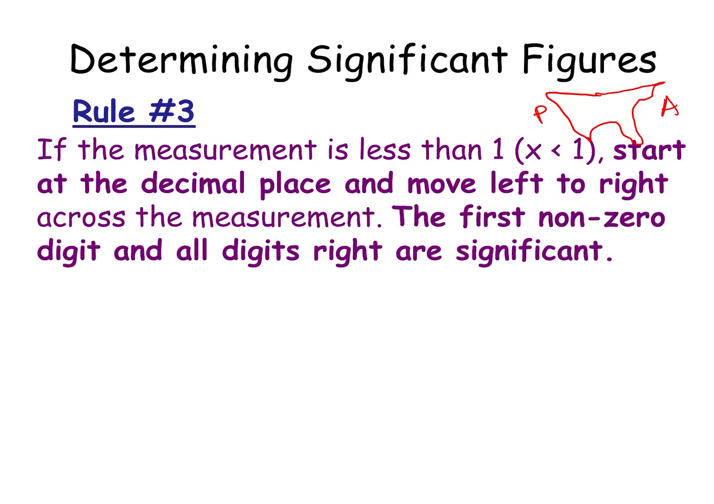Now, here we go. Oh no, sorry, America. That's even worse. I don't know what's going on up here in New England. So this time, what if we have a number where there is a decimal place that is present? If a measurement is less than 1, it's 0 point something, which means obviously we have a decimal place. Start at the decimal place, and this time we're moving left to right, present to absent. The first non-zero digit and all digits to the right are significant.